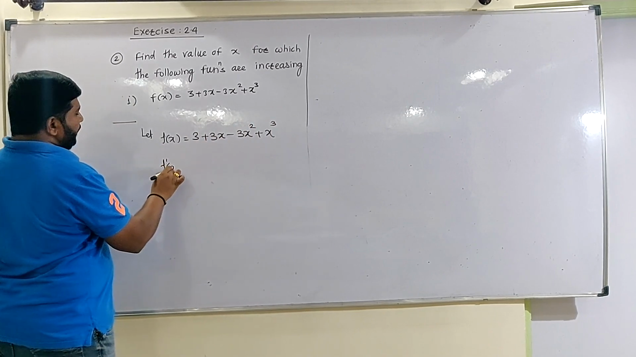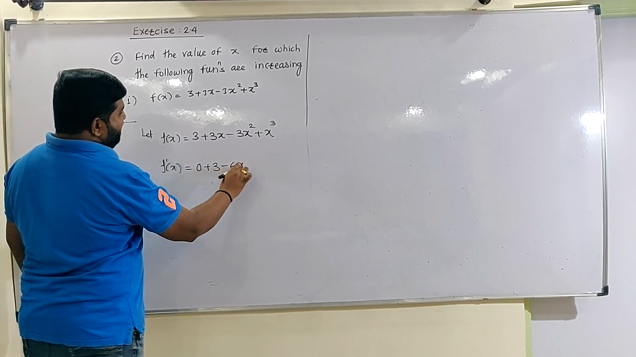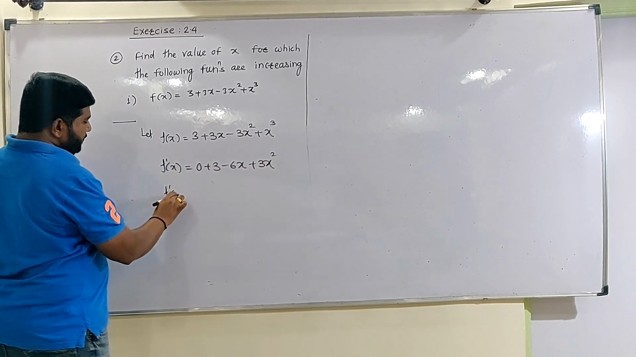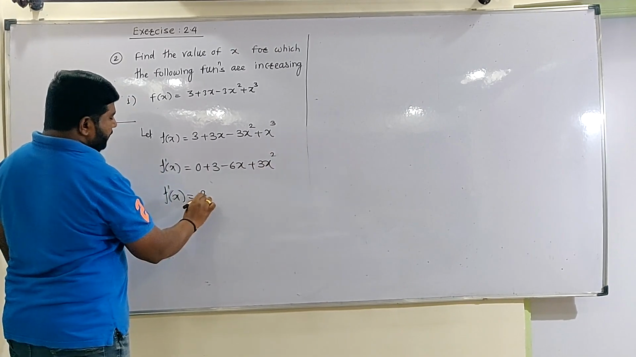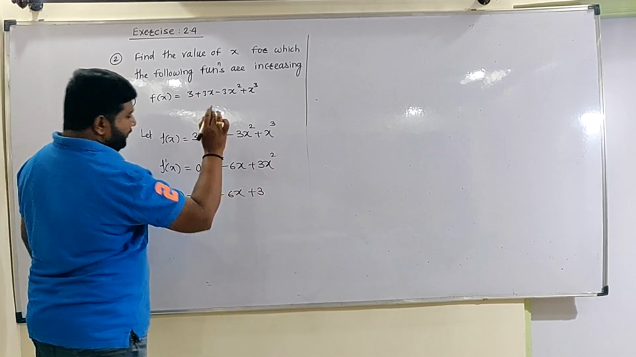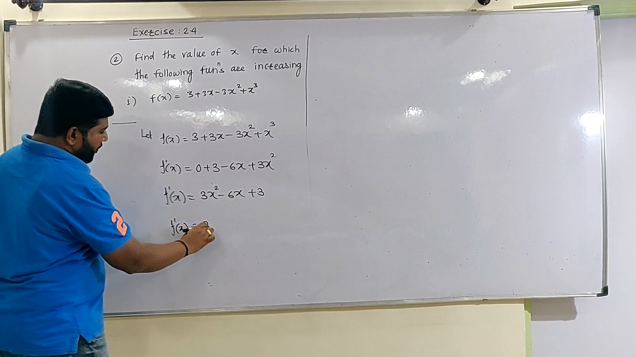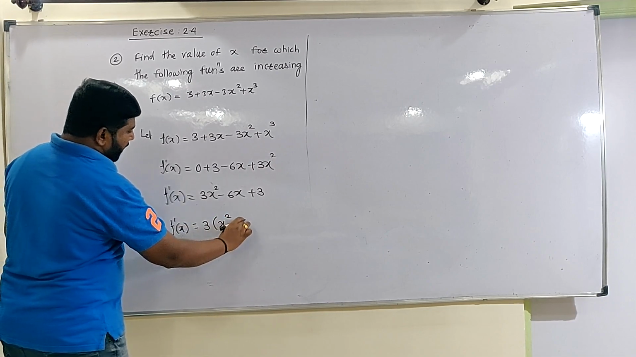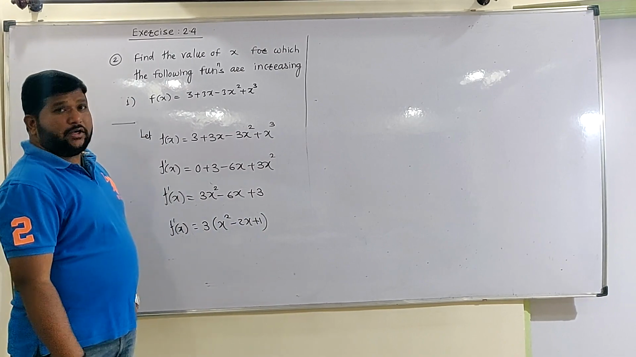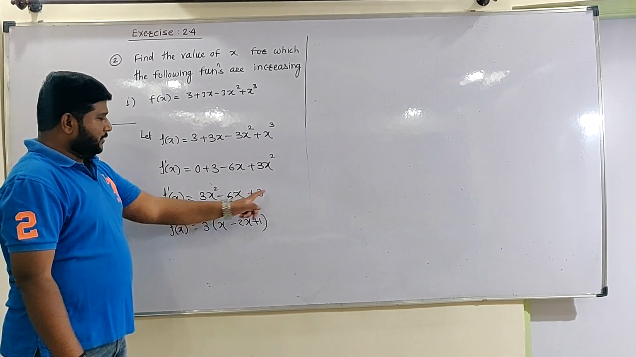Find out f dash of x. That is 0 plus 3 minus 6x plus 3x square. So f dash of x, right, first quadratic term 3x square, second x term minus 6x plus 3. So here f dash of x, 3 common लेंगे, x square minus 2x plus 1. Common लेना means what? Each term divided by 3. x square minus 2x plus 1.